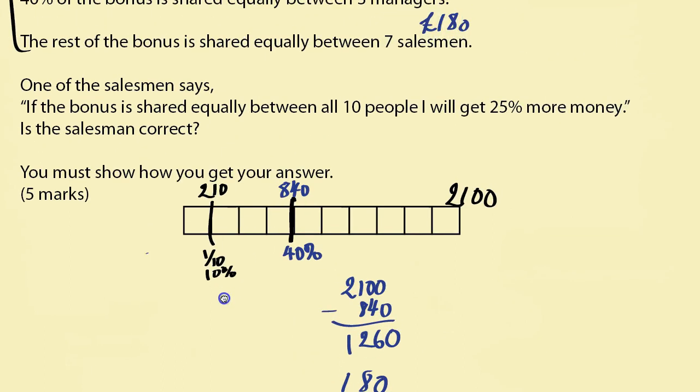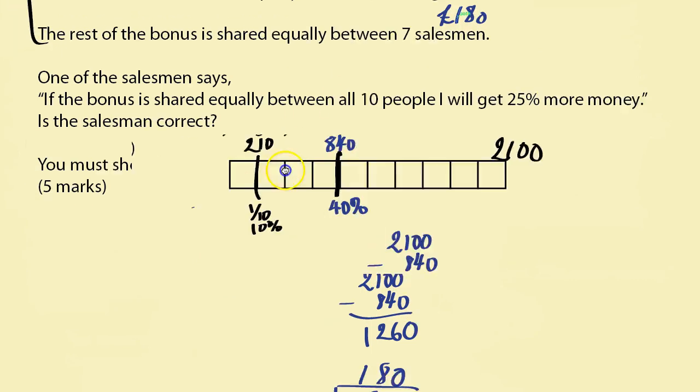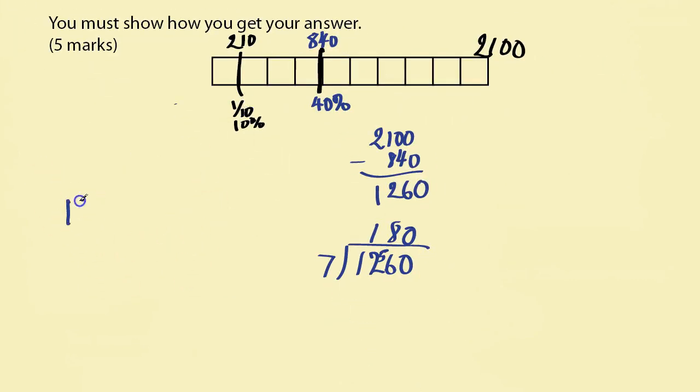What we need to figure out is, is that 25% more than 180? Well, let's work out 180 plus 25%. So a quarter of 180. Thinking about a protractor, maybe half of a protractor is 90 and a quarter of it is 45. So that's 180 plus 45 gives us 225. So that's what he would get if he got 25% more.